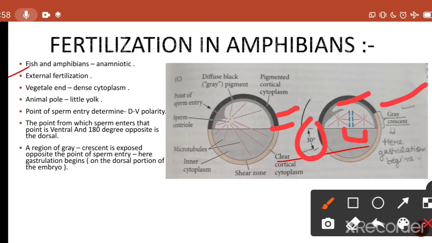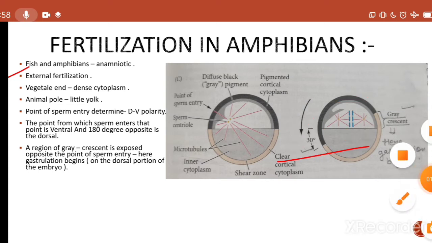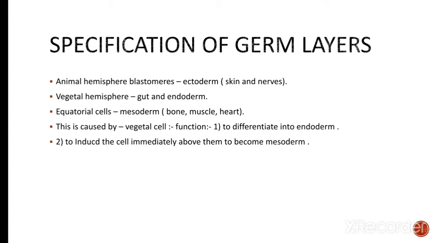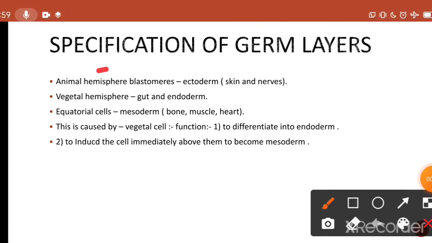Here gastrulation begins, so we can say that gastrulation begins on the dorsal portion of the embryo. Next is the specification of germ layers. In amphibians, the animal hemisphere blastomeres, the animal pole cells formed after cleavage, result in the formation of ectoderm, which consists of skin and nerve cells, and the vegetal hemisphere results in the formation of gut and endoderm.